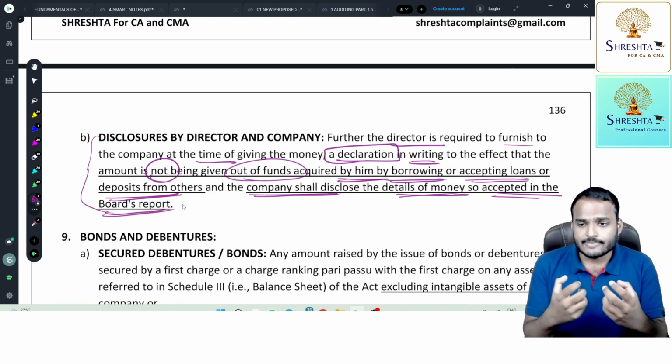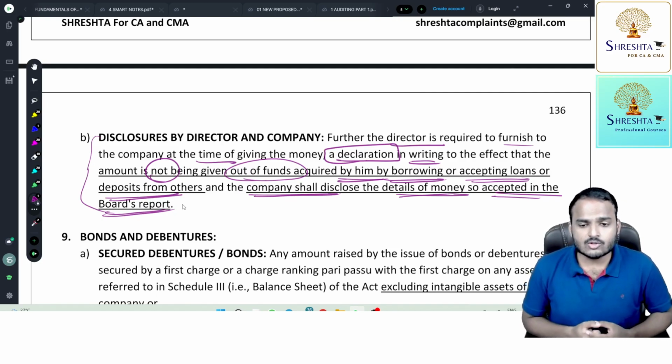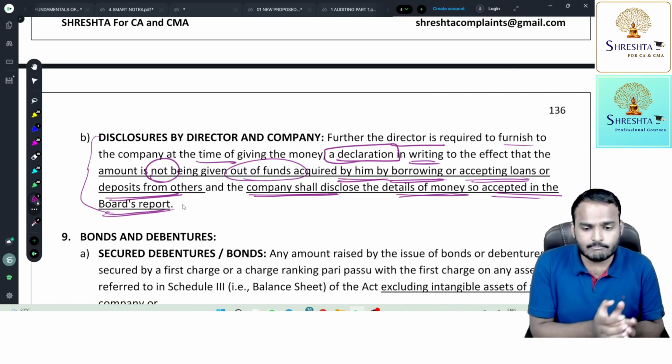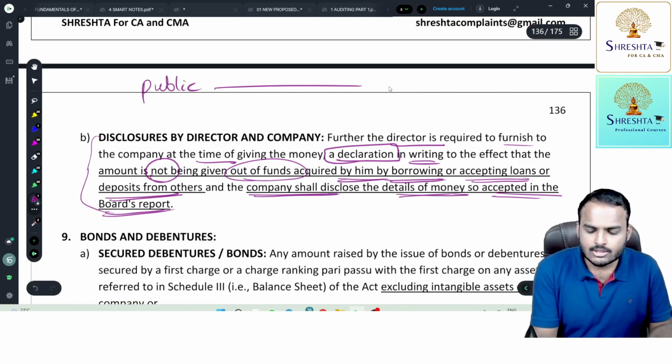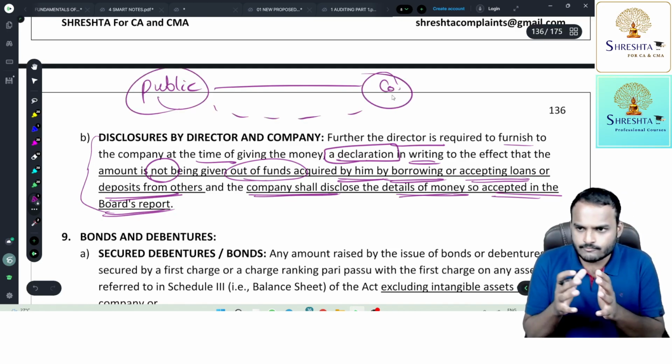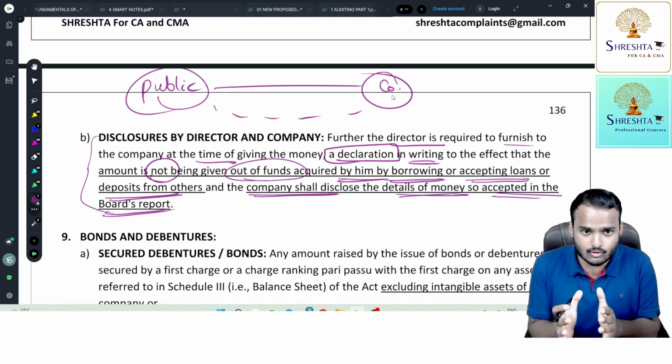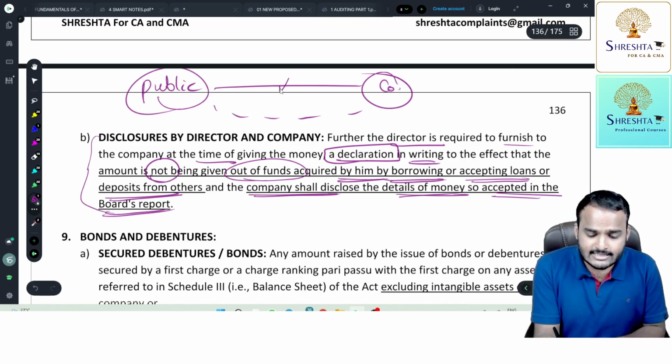Sir, you may ask me, he may furnish fake declaration. No, sir. Actually, he borrowed money from public. Directly public can't give money to the company. Public can't invest their money into the company directly. They need to follow certain rules and regulations. Yes or no? So direct channel not possible.